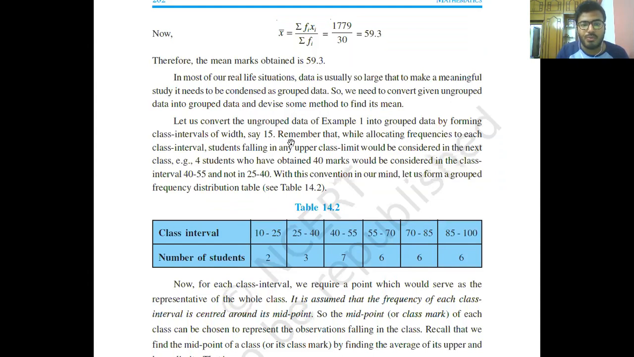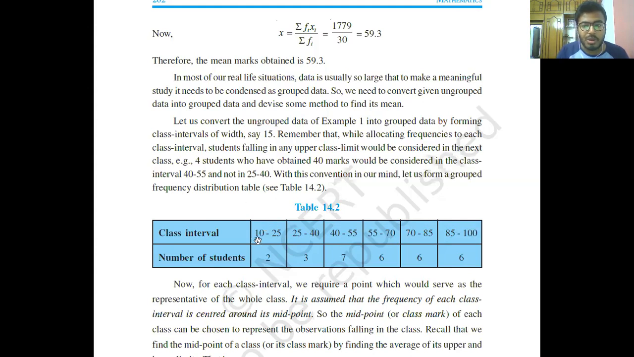class interval of 15. We are taking a class interval of 15, so 10 plus 15 how much will come? 25. 25 plus 15 will come 40, 40 plus 15 will come 55, 55 plus 15 is 70, 70 plus 15 is 85, 85 plus 15 is 100. So we are starting the marks from 10 because that is the least, and from 10 to 100 we are calculating it.